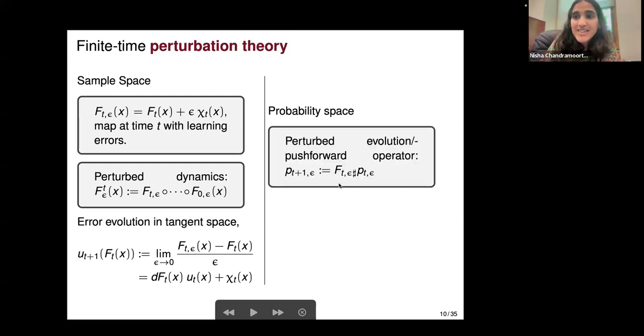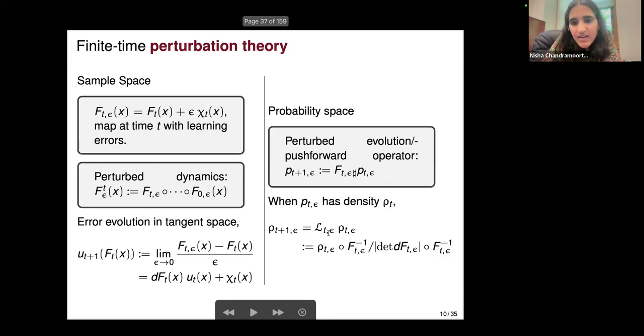Now on probability space, the transfer operator is actually going to change as well because the dynamics have changed. So at each time, instead of the measure PT, we have the measure PT epsilon, which will now be pushed forward by FT epsilon. Again, we can now define a perturbed transfer operator, LT epsilon, that will tell you how densities evolve under FT epsilon. Are there any questions about just the setup? So here's the generative model and perturbations of generative models.